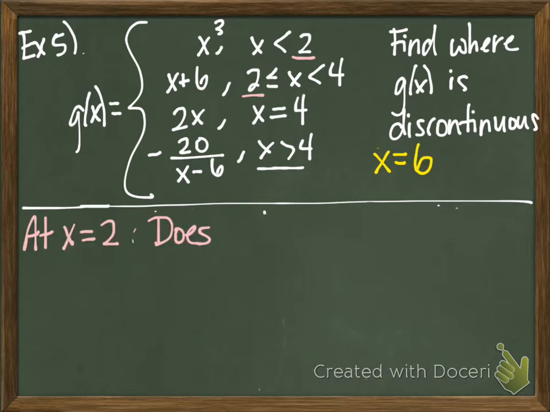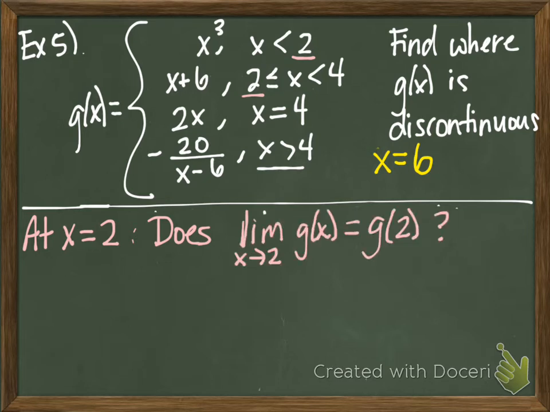Remember from the definition in class, in order to be continuous at x equals 2, we need the limit as x approaches 2 of the function to be equal to the value of the function at 2. So what is g of 2? When x is equal to 2, we're going to be on the second function, x plus 6. And so g of 2 is just going to be 8.